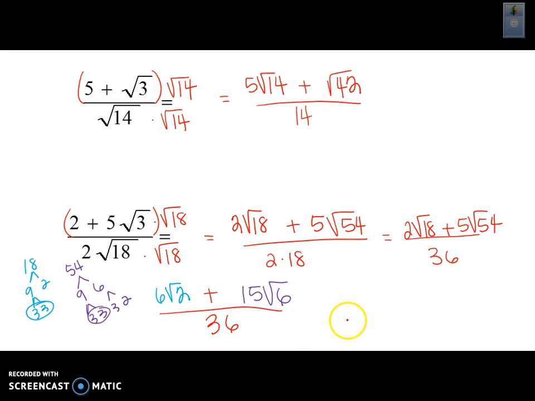And then we check to see if we can simplify anything. In this case, the radicals are not the same, so we cannot add. But looking at the coefficients, we have 6, 15, and 36. Those are all divisible by a factor of 3. So 6 divided by 3 is 2 square root of 2. 15 divided by 3 is going to be 5 square root of 6. And then 36 divided by 3 is going to leave us with 12 in the denominator.